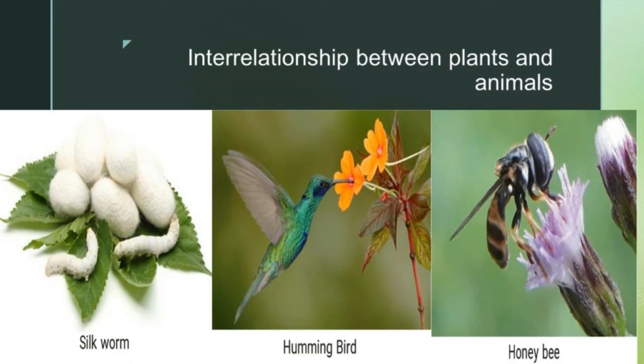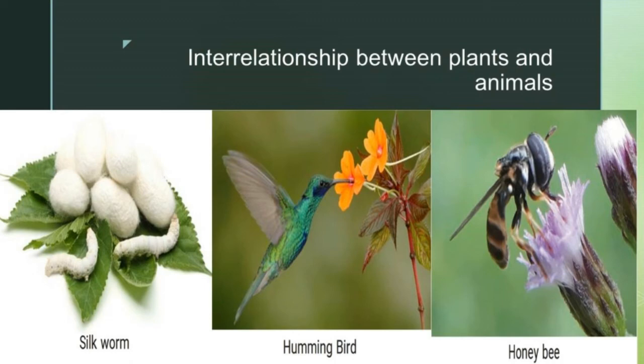Interrelationship between plants and animals. Animal plant interactions. Animals rely on plants for their food and shelter. This relationship benefits not only animals but also plants. Such relationship is economically significant. For example, silkworms feed on mulberry leaves and live on mulberry plants. This relationship between a worm and a plant is economically useful for us in silk production.